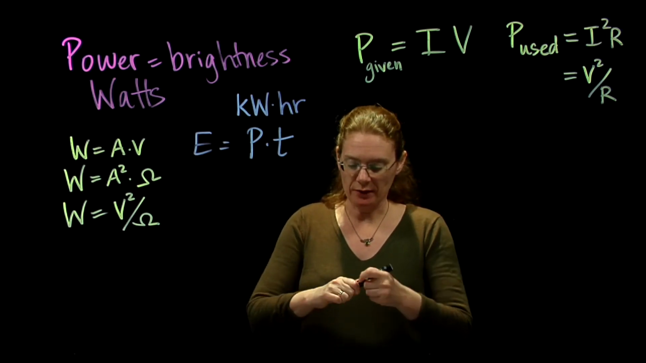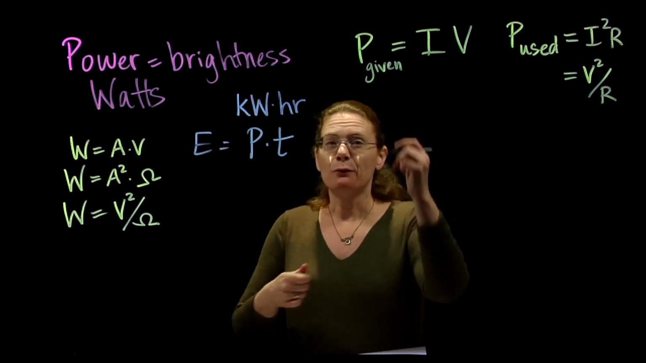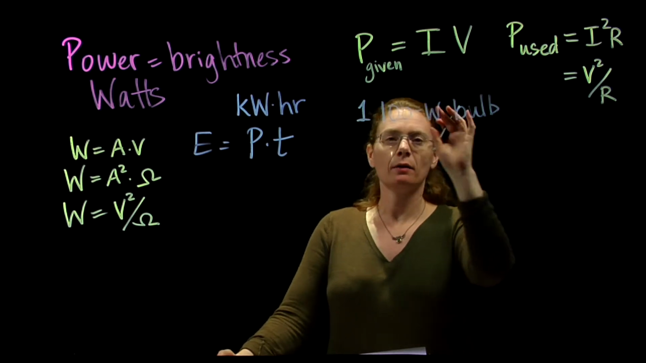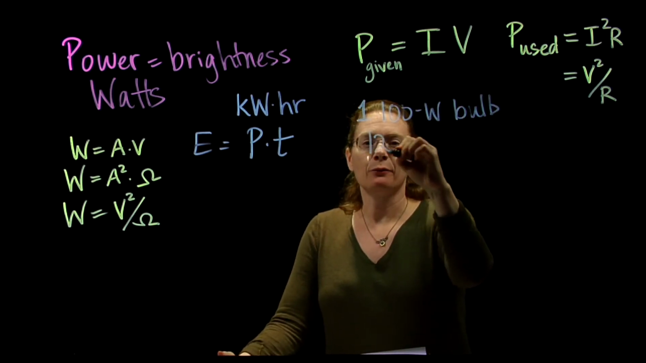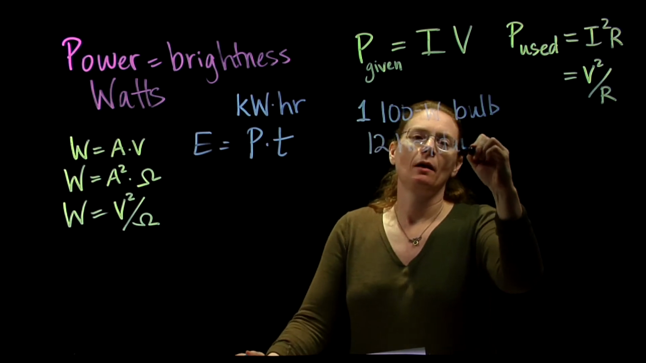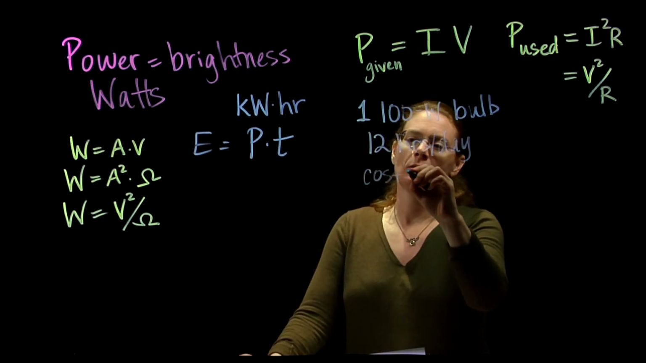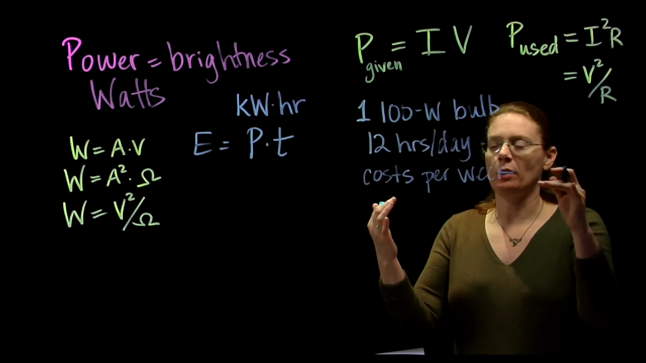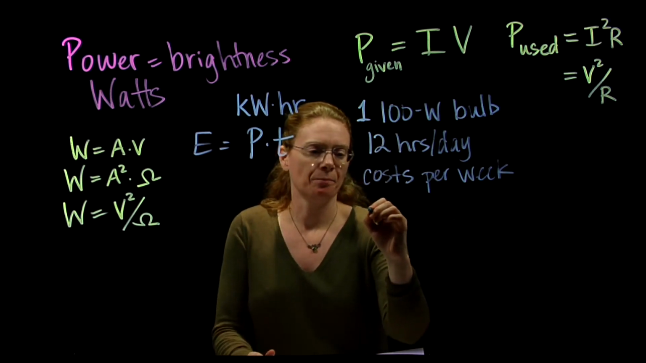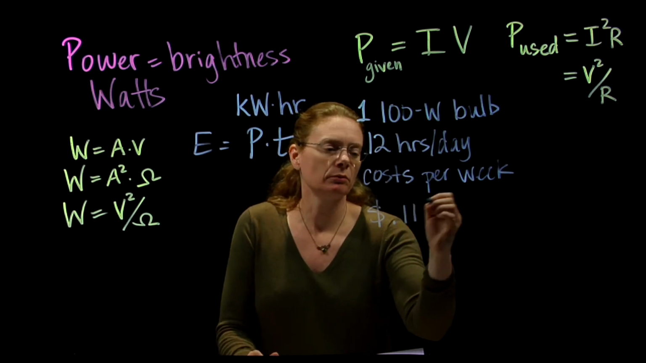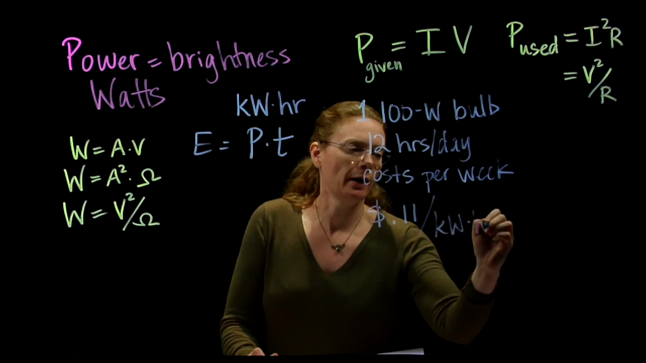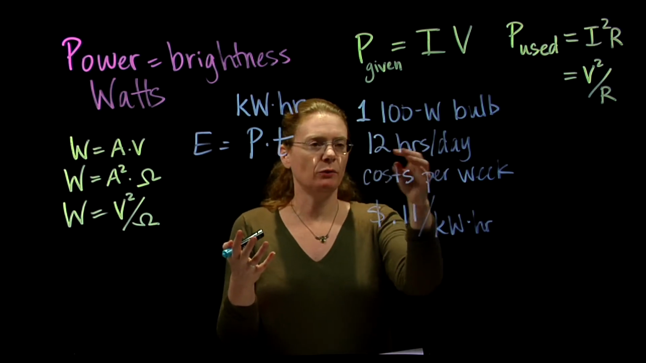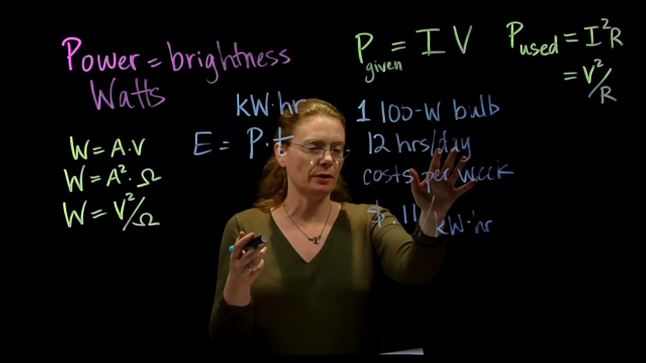So let's just do an example. How much would it cost for one 100-watt bulb? So just one 100-watt bulb. Let's say it's on for 12 hours a day, and we want to know how much it costs per week. And then if you go to your Xcel Energy bill and you look at the cost of energy, energy's cost is about 11 cents per kilowatt hour. So how much are you spending if you had a 100-watt bulb on for 12 hours a day for one whole week?